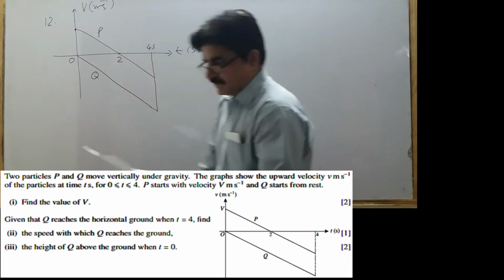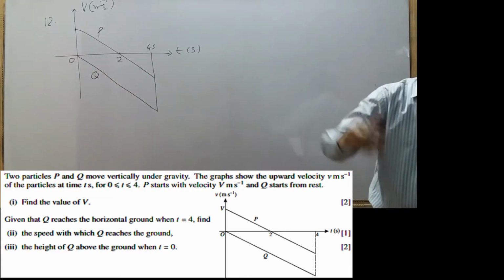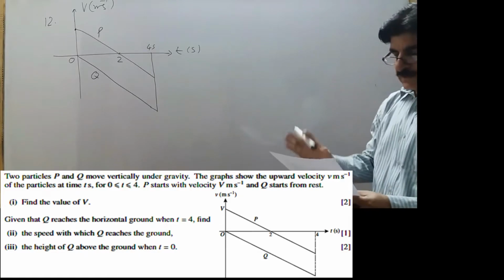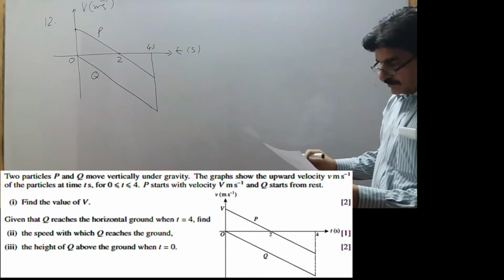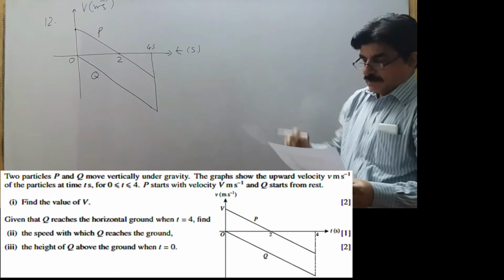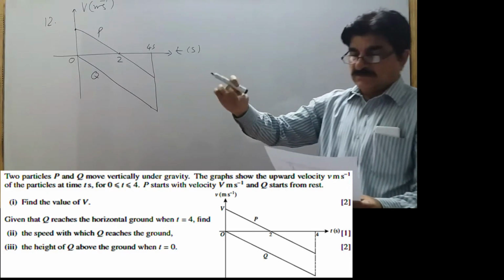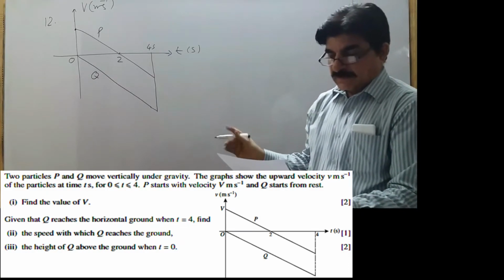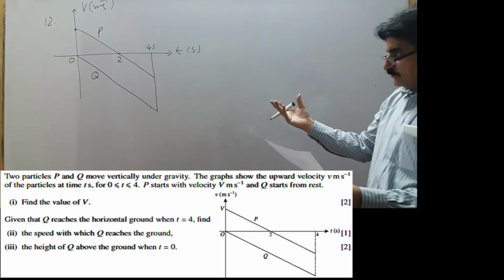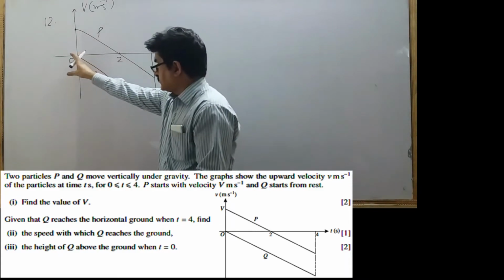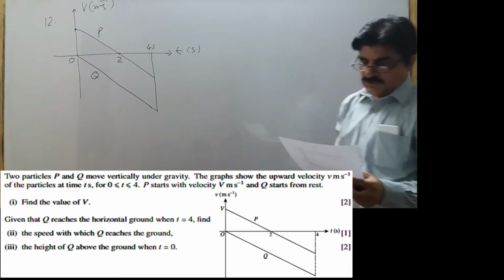Now read the question. Two particles P and Q move vertically under gravity. This graph shows the upward velocity v. This is a very important point. The graph shows the upward velocity v of the particles at time t seconds for 0 to 4. So the motion is observed from time 0 to 4 seconds.